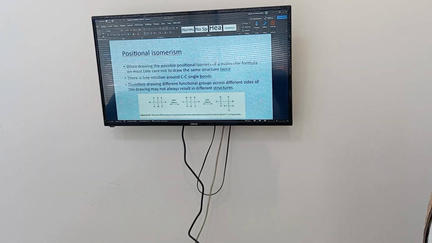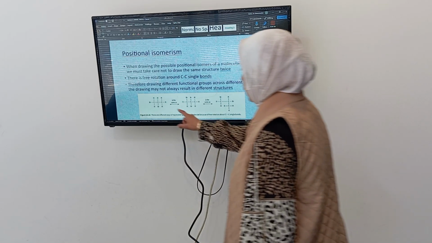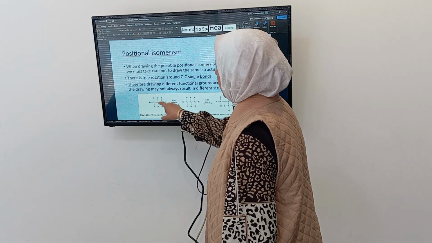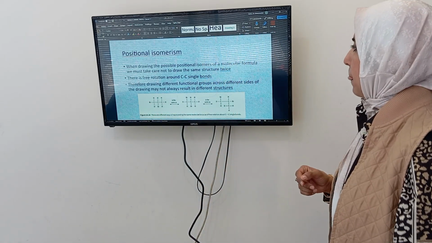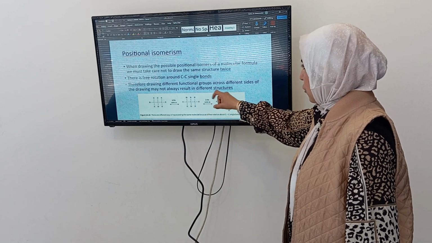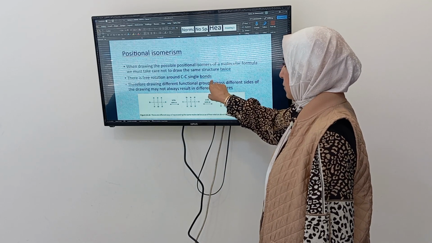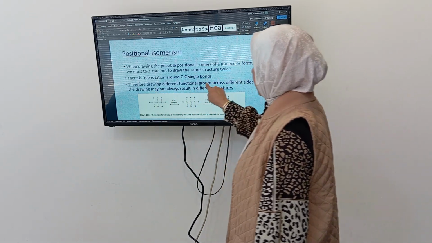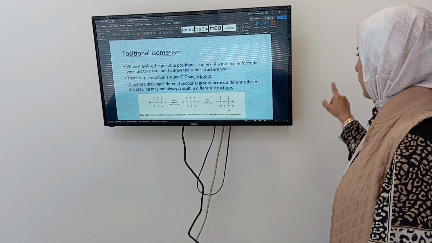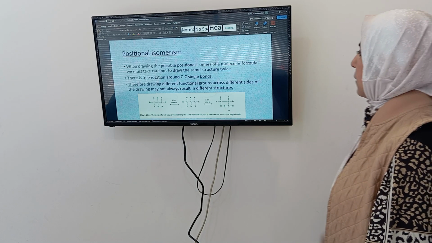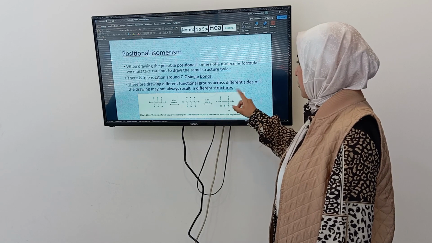When drawing the possible positional isomers of a molecular formula, we must take care not to draw the same structure twice. There is free rotation around carbon-carbon single bonds. Therefore, drawing different functional groups on different sides of the drawing may not always result in different structures.